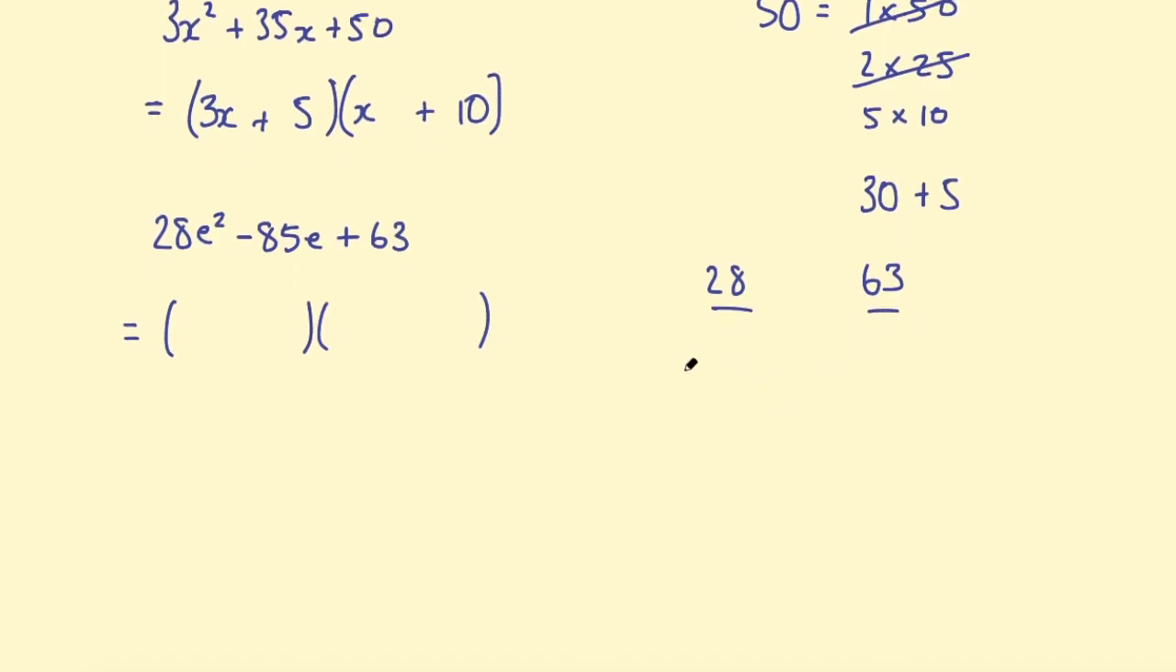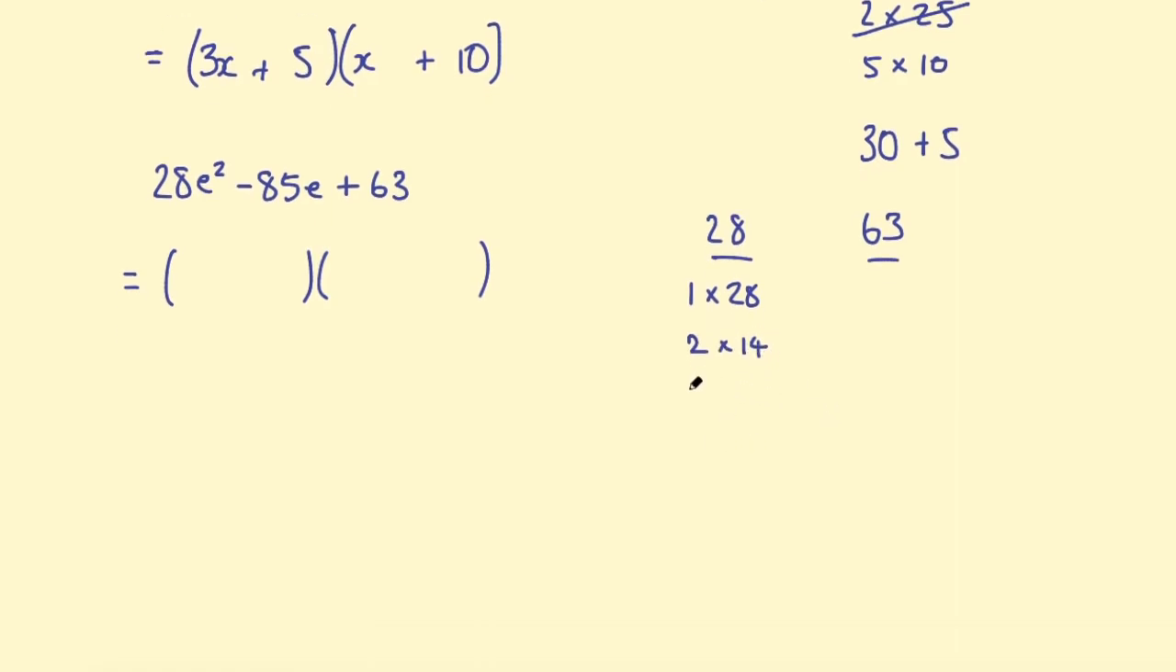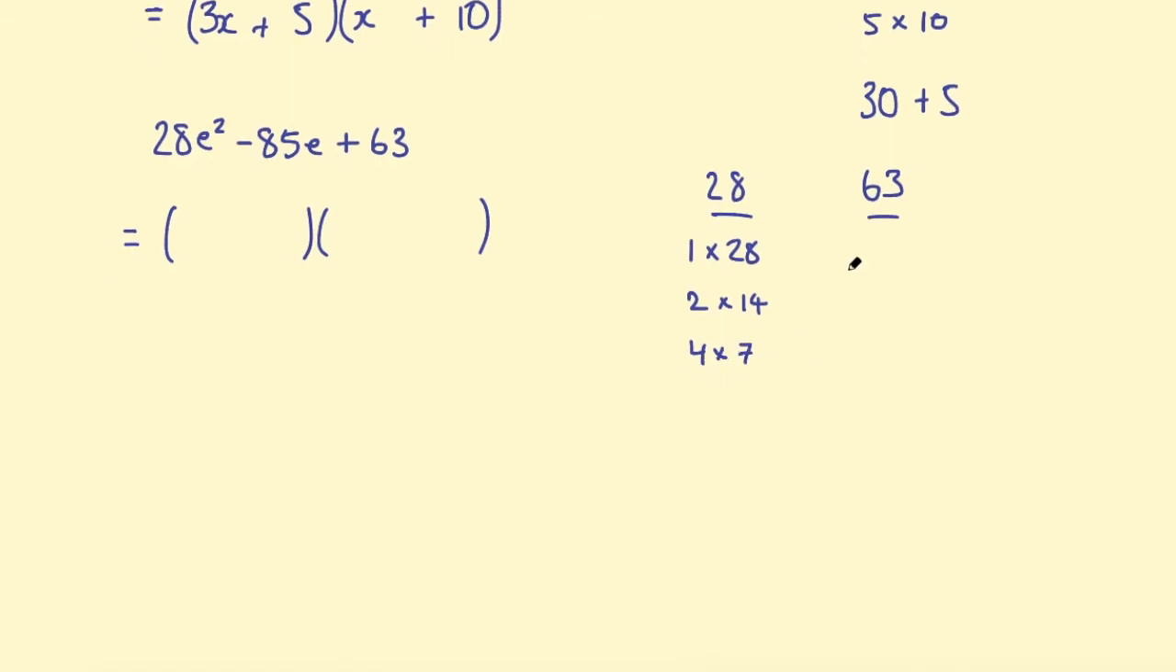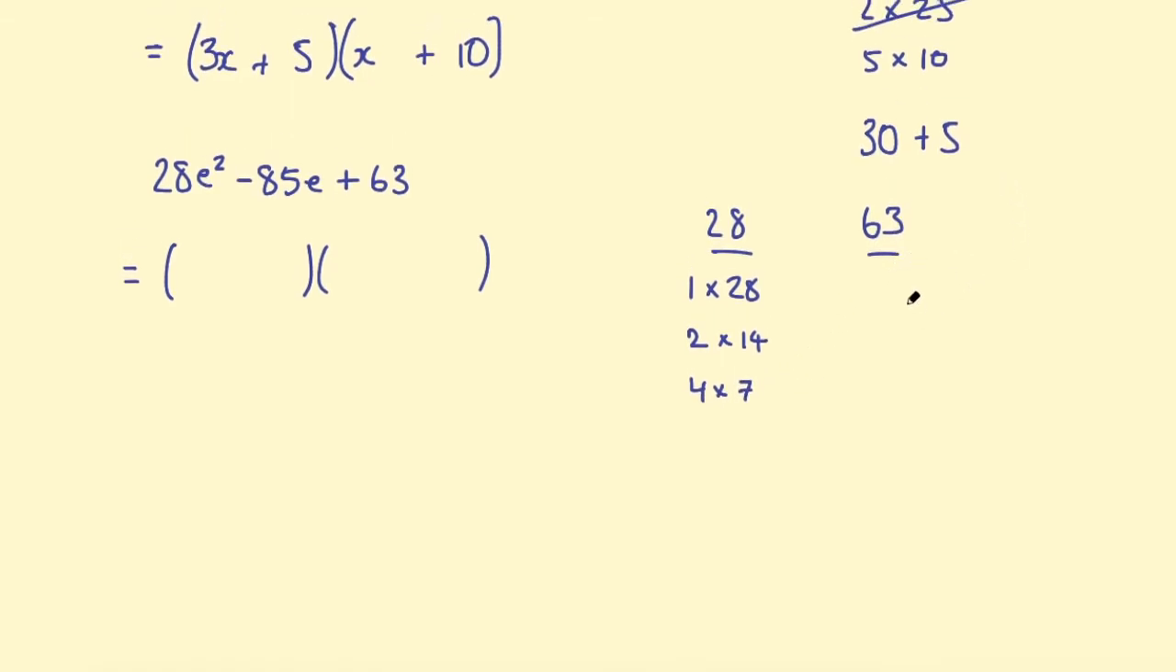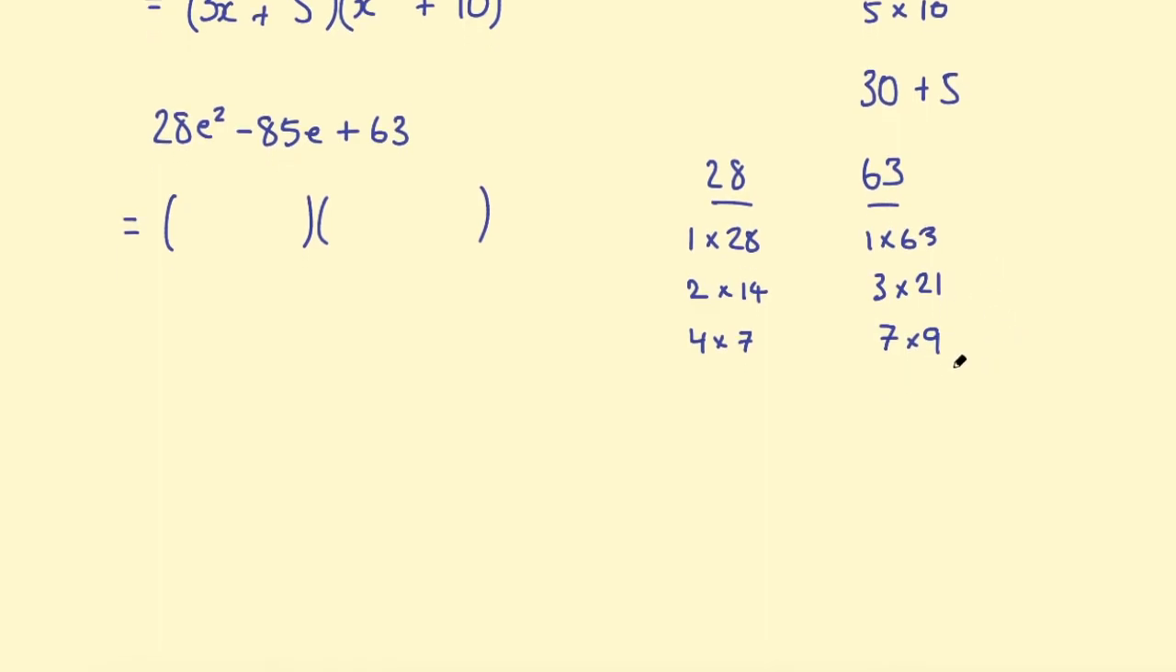So the factors of 28, 1 times 28, 2 times 14, 3 doesn't go, 4 times 7, 5 and 6 don't go. So that's all the factors of 28. 63 is 1 times 63, 3 times 21, 4 and 5 don't go, 6 doesn't go, 7 times 9 and 8 doesn't go. So that's all the factors of 63. Now I need to match up some of these factors, and they need to sum to 85.